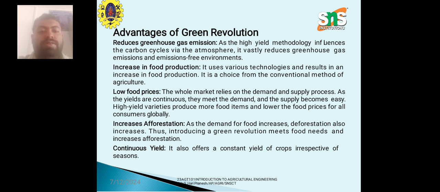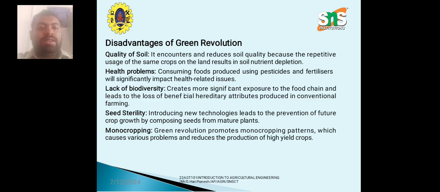It also offers a constant yield of crops irrespective of the seasons. Because of this green revolution, they produce more seeds and crops, which are then stored in godowns. There are certain disadvantages of this green revolution.